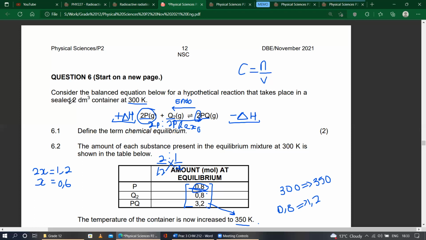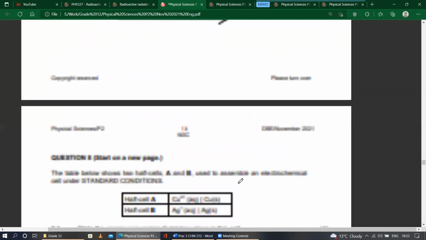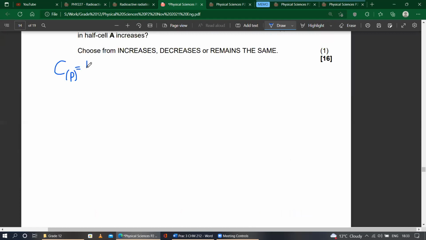So we know that the reaction is sealed in a 2 decicubic meter container. So that's going to be our volume. So let me just calculate the volume right here. This is going to be the concentration of P. That's going to be equal to 1.2 divided by 2, which is going to give us 0.6 mole per decicubic meter.